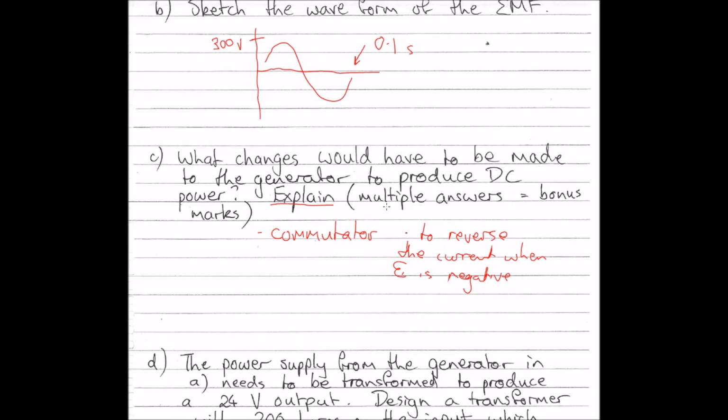Now, multiple answers for bonus marks. Multiple answers that you might talk about would be extra coils, and you might explain how that can be used to give, with the aid of a diagram, you might explain how extra coils can be used to give a better output.